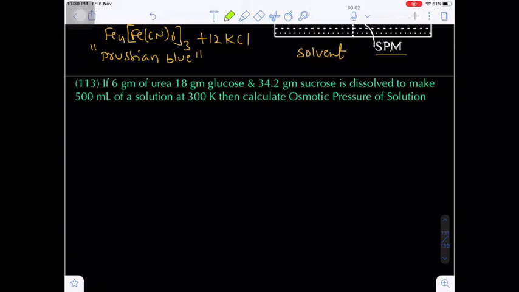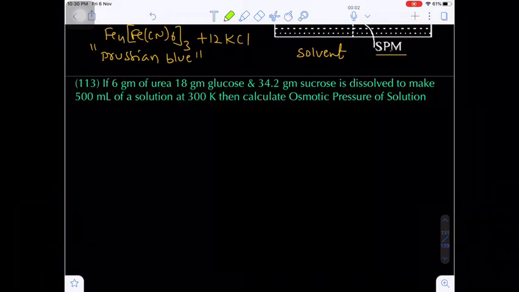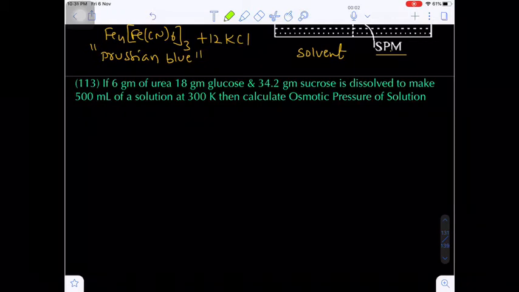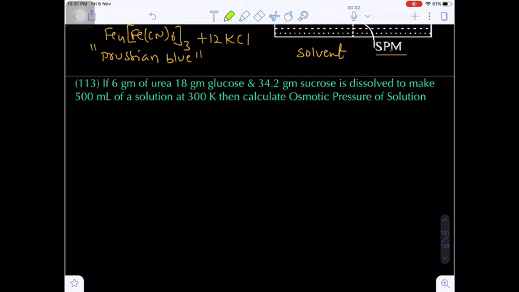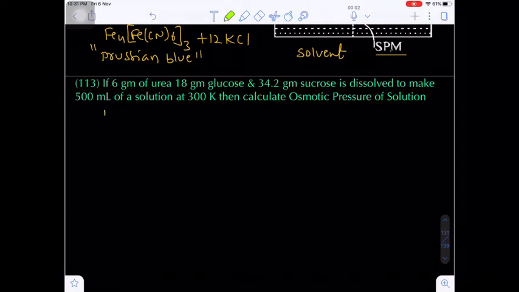Now 6 grams of urea, 18 grams of glucose, 34.2 grams of sucrose are dissolved in 500 ml of a solution at 300 Kelvin. Then calculate the osmotic pressure of the solution. Here actually there are 3 solutes. What is the first solute? Urea. So number of moles of urea, let's suppose N1.